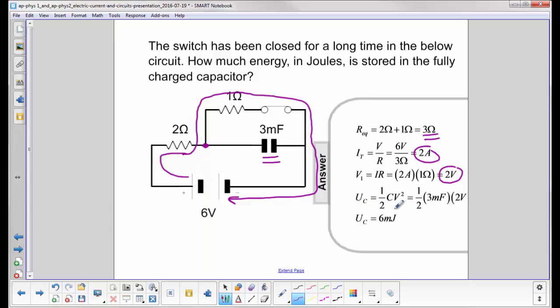Now, to find the energy in the capacitor, the potential energy stored, 1/2 CV squared. C is 3 millifarads. We've got the 2 volts here because it's in parallel with this resistor, and we have an energy stored of 6 millijoules.